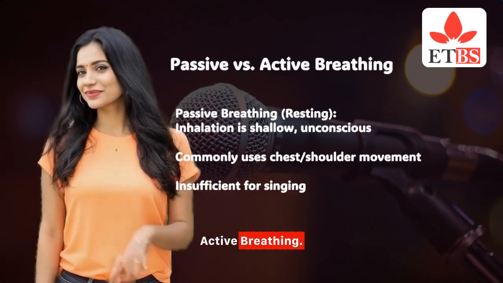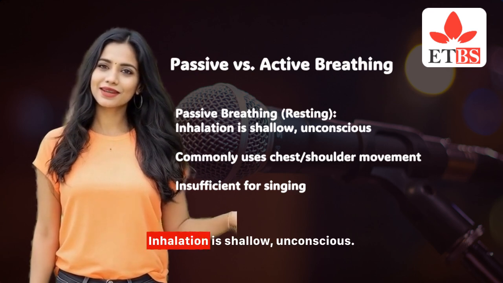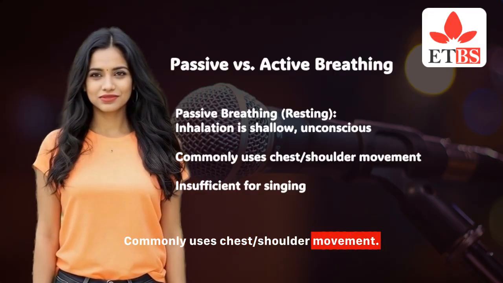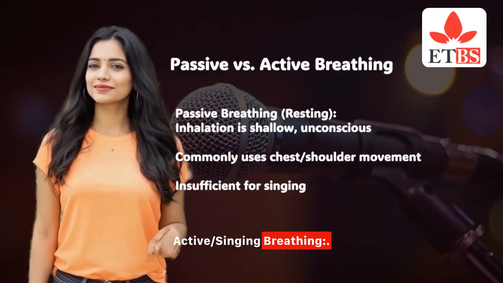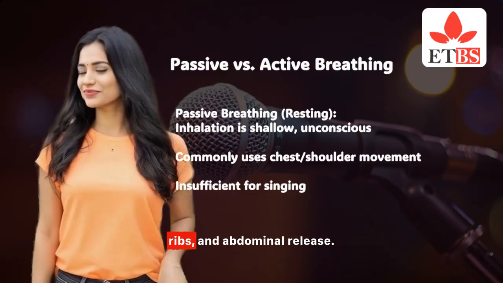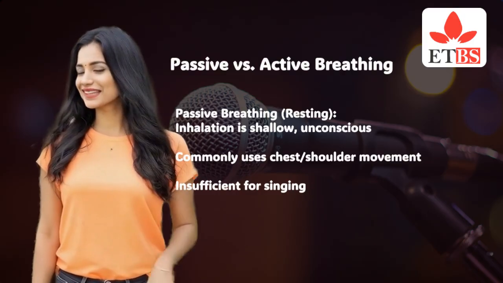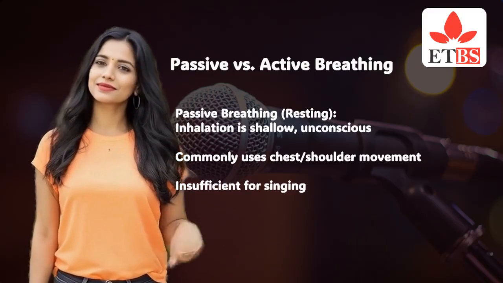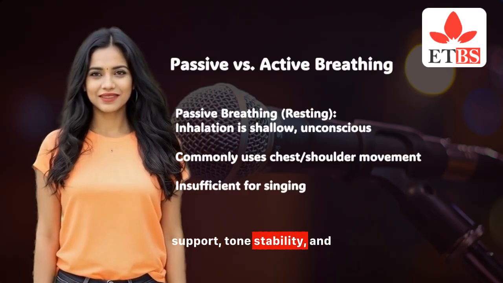Passive versus active breathing. Passive breathing: resting. Inhalation is shallow, unconscious. Commonly uses chest-shoulder movement. Insufficient for singing. Active singing breathing: conscious and intentional. Uses diaphragm expansion, lower ribs, and abdominal release. Inhalation is deep, silent, and wide. Exhalation is slow, controlled, and steady. This active breath process becomes the foundation for support, tone stability, and vocal agility.